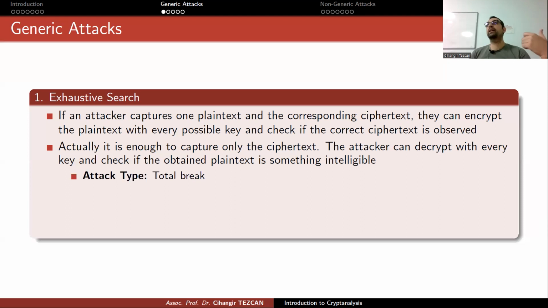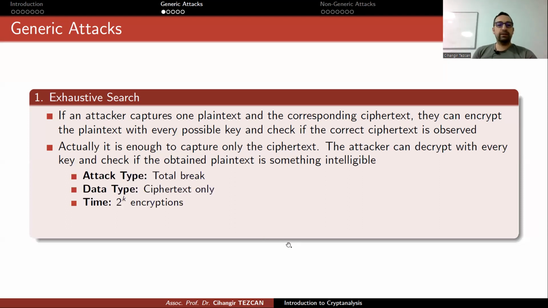Attack type, total break, because we capture the secret key. Data type, ciphertext only attack. Time complexity, 2^k encryptions in the worst case scenario. If you are unlucky, the key will be found in your last trial, which will take at most 2^k encryptions. Of course, if you are going from the ciphertext to the plaintext side, you can also write 2^k decryptions, but most of the time both operations are almost identical, so here we can say simply encryptions.